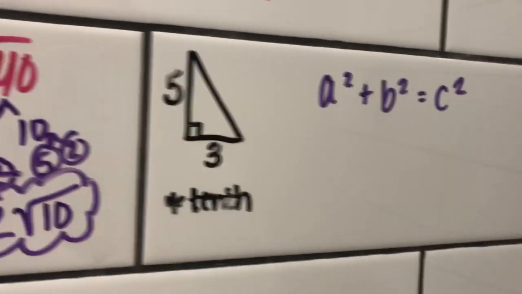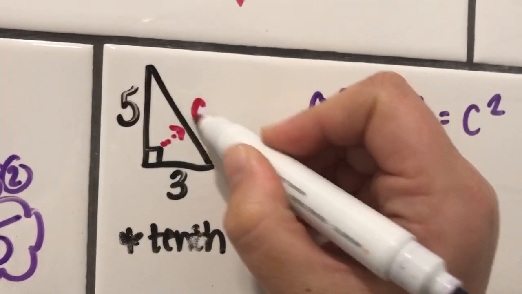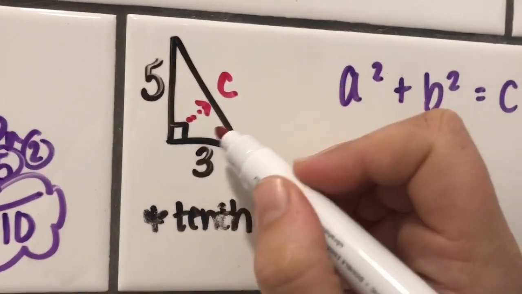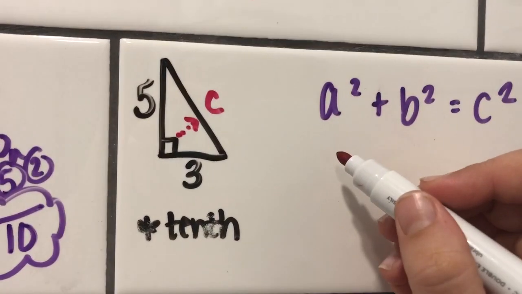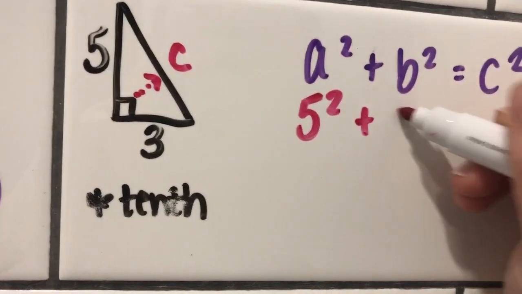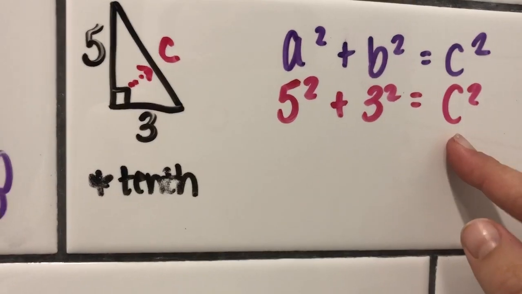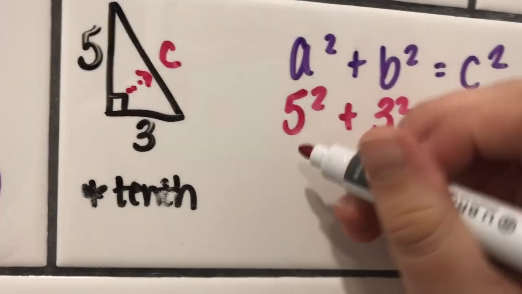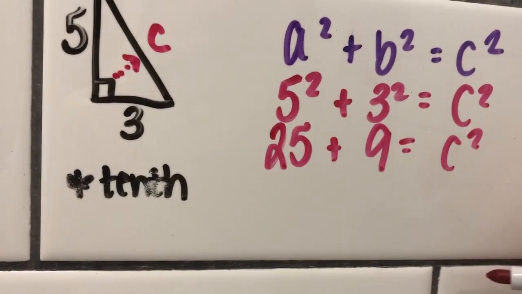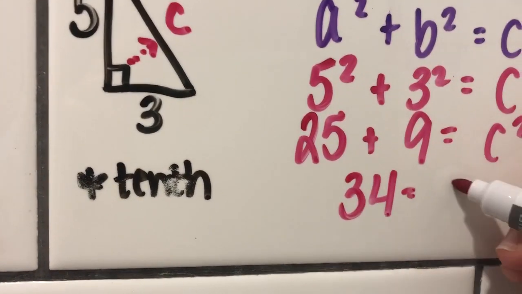And finally here I have an example rounded to the 10th place. I see that I'm still finding the hypotenuse. I know that because it's directly across from the right angle. So I'm going to go ahead and plug in the legs. I know that the legs are 5 and 3. 5 squared plus 3 squared equals c squared. I don't know the hypotenuse. That's what I'm solving for. So 25 plus 9 equals c squared, and 25 plus 9 equals 34.